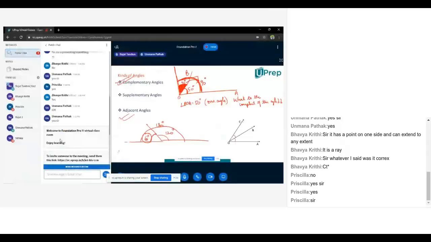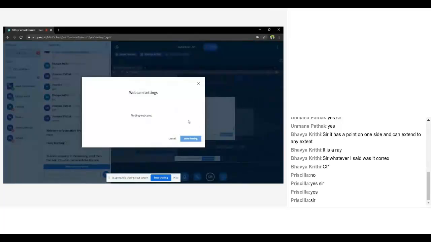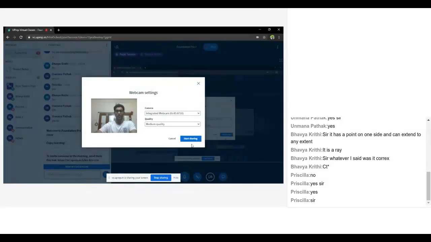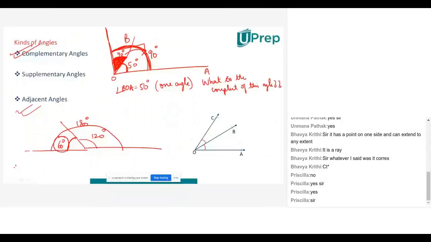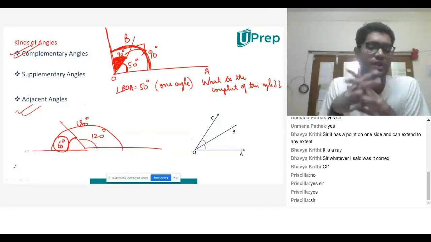Perfect. Sir, so it's almost like numbers. Like we have to just find out by how much degree is it less. Correct. But I wanted you guys to understand it by imagining it. I could have told you complementary angles: angle A plus angle B equal to 90 degrees. Supplementary angles: angle A plus angle B equal to 180 degrees.